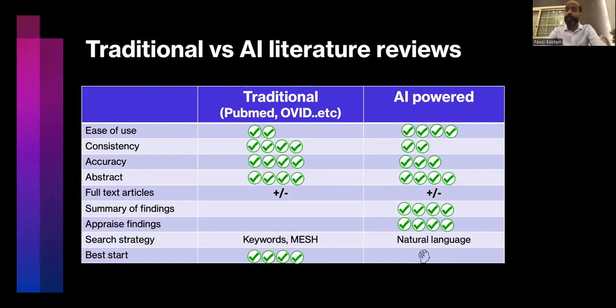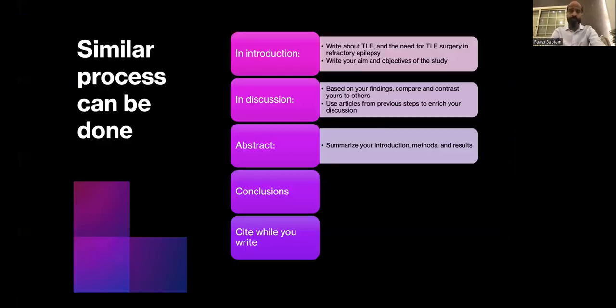Summary findings, thumbs up for AI. No chance with PubMed as of now. Who knows what will happen in the next few weeks. Appraising the findings, thumbs up for AI. No clue with PubMed and the traditional ones. The search strategy for the classic traditional tools is keywords or MeSH, while with AI you can search using your natural language, although you should use technical, specific language to come up with specific results. I think the best start is to start with PubMed. With AI you can start, but to play it safe, start with the traditional ones.